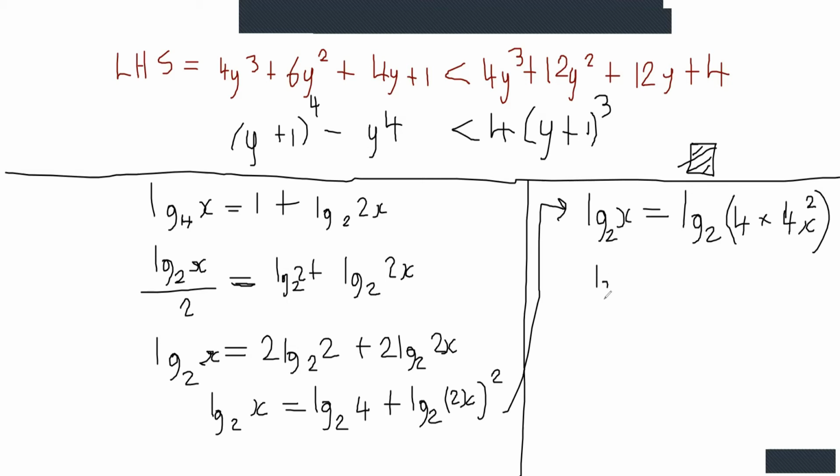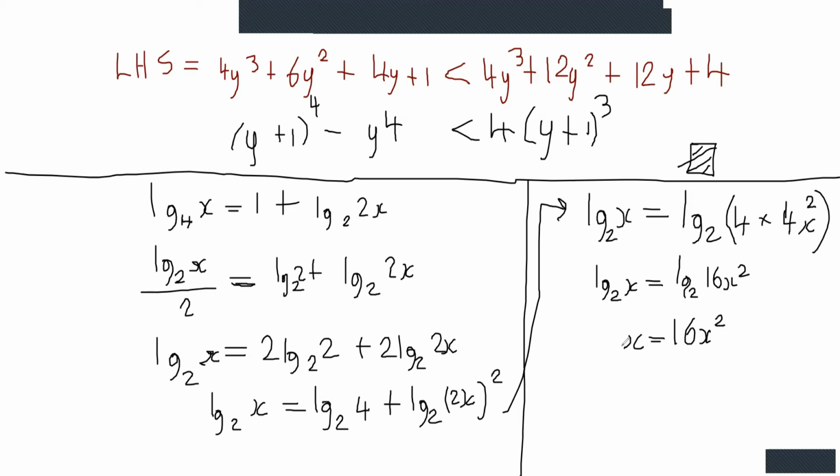So now log base 2 of x is equal to log base 2 of 4 times 4, which is 16x squared. Now if log a is equal to log b, then a equals b. So that means x is equal to 16x squared.